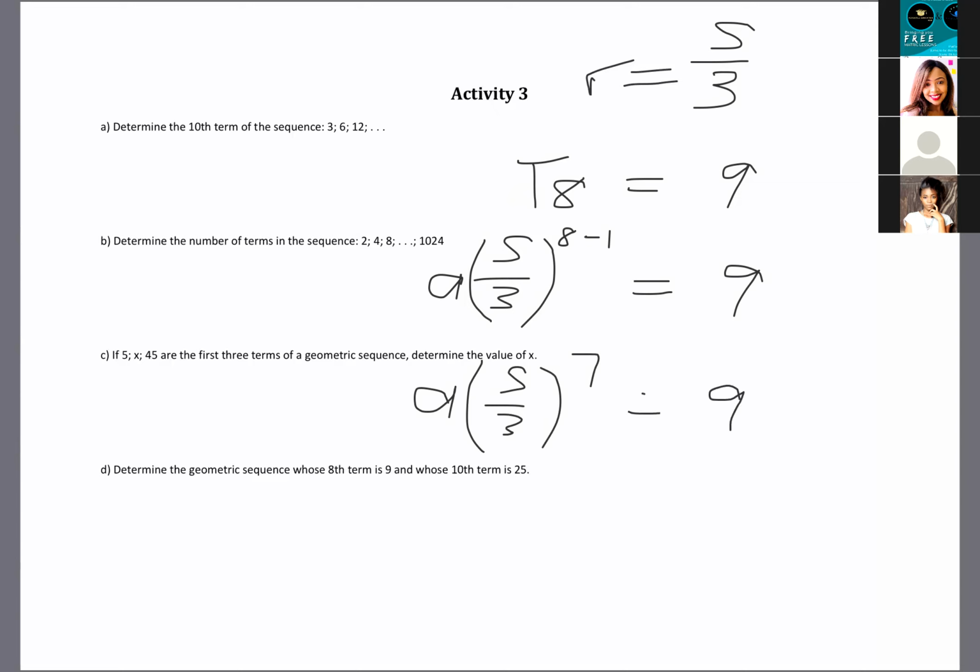And then you just divide by 5 over 3 to the power of 7 to get your A. Okay. That should give you your A. So I'm just going to write it as this: 9 multiplied by 3 over 5 to the power of 7.